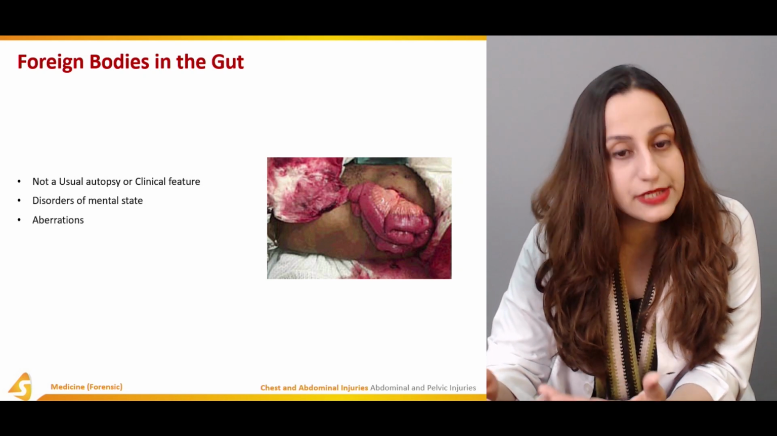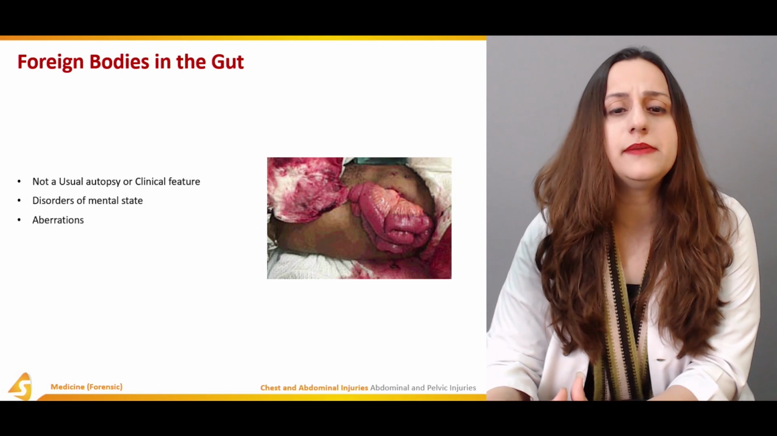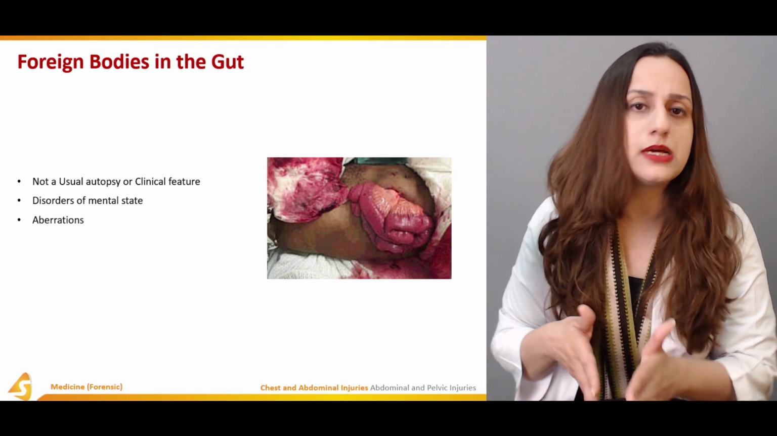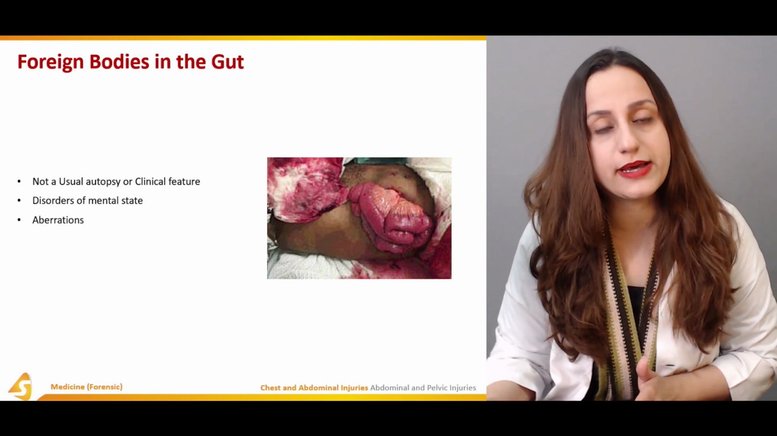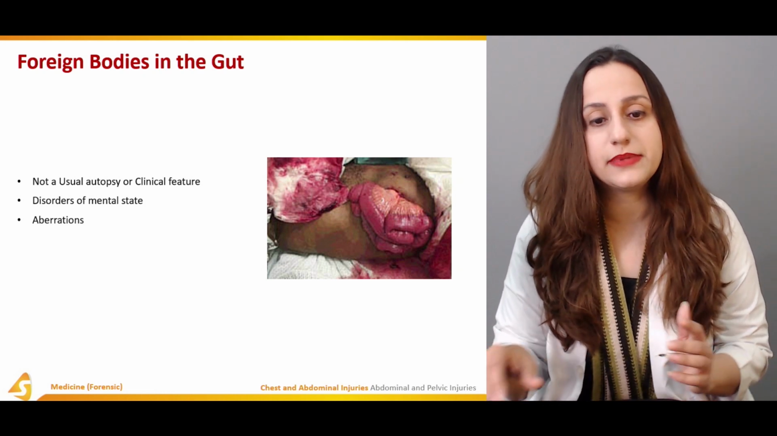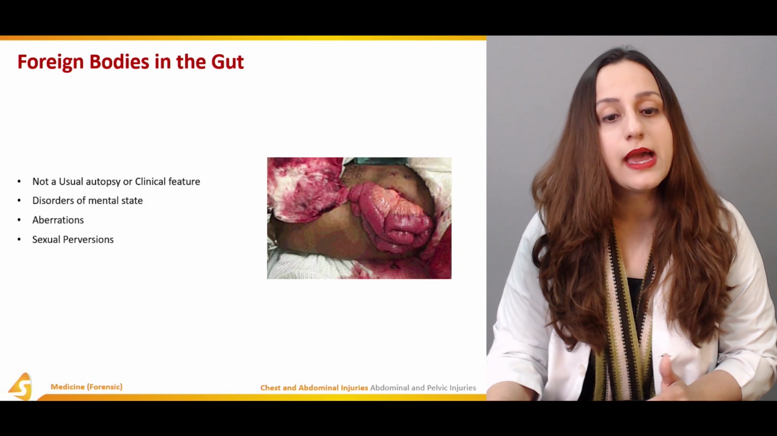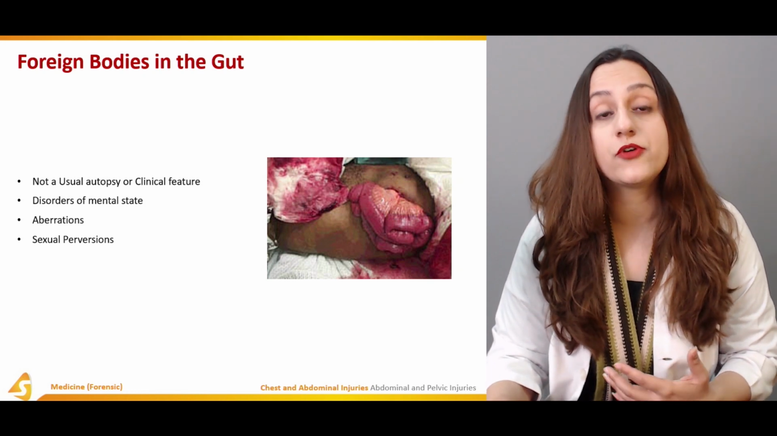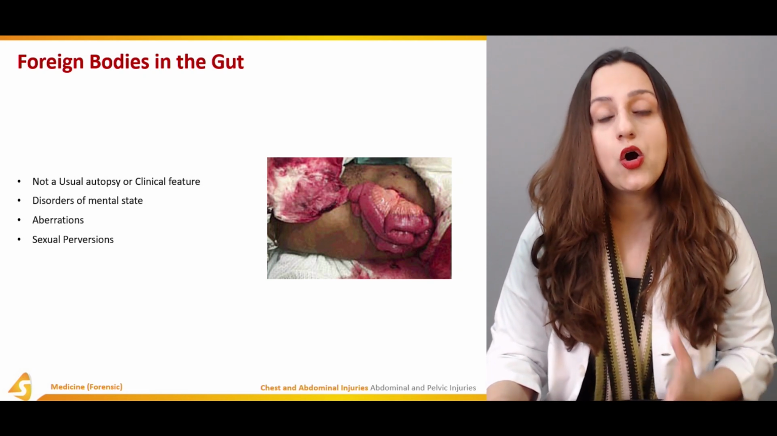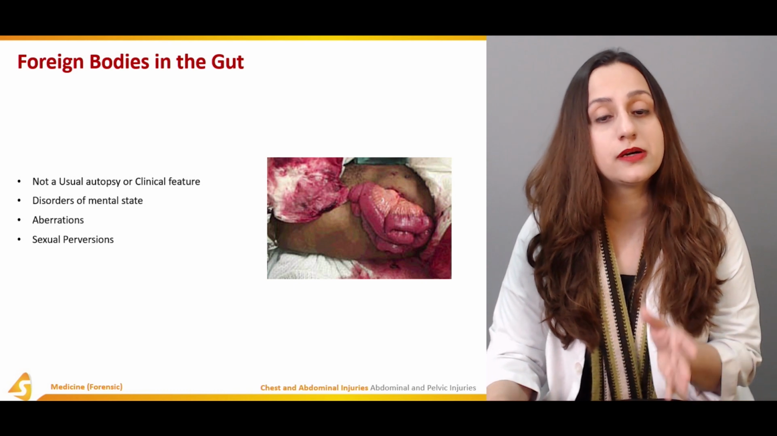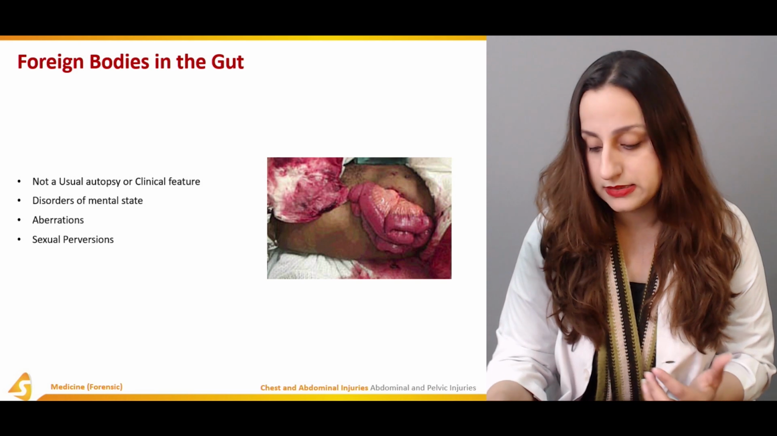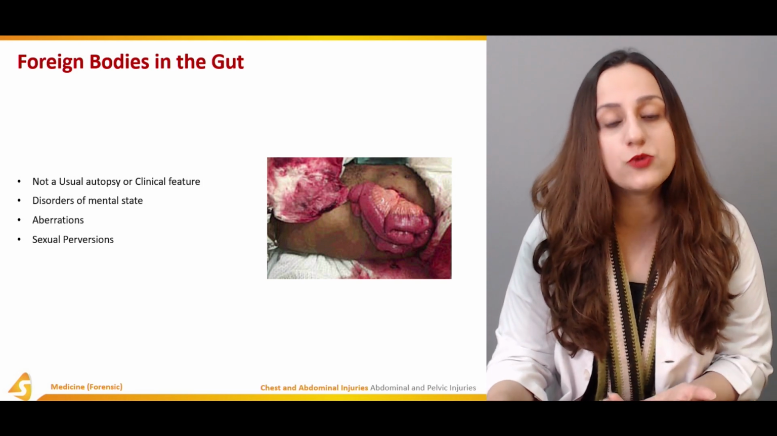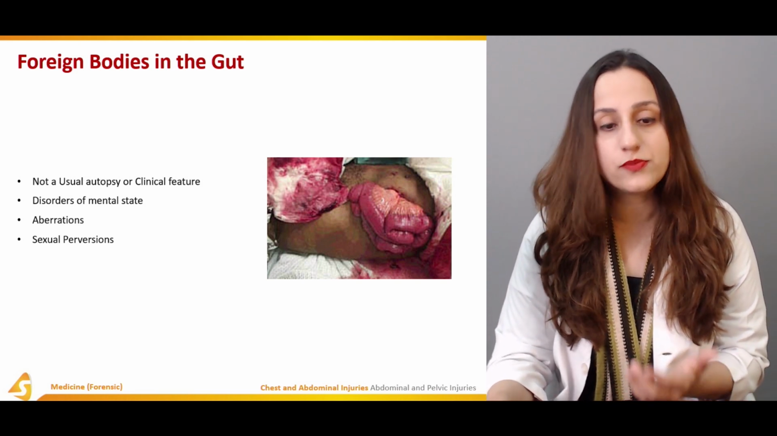So the aberrations are basically, maybe it's not a foreign body, it's a normal alimentary tract structure, and the person has referred to it as a foreign body. It can be basically aberration. And sexual perversions, for example, necrophagia. All of these are a part of these findings of the foreign bodies in the gut. This is basically all the states in which we can find the foreign bodies in the gut.